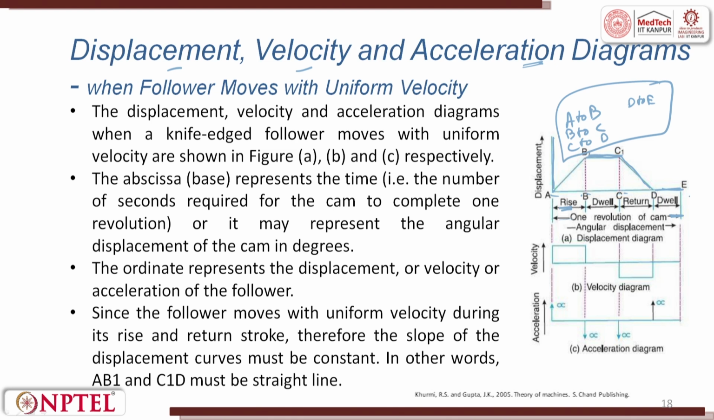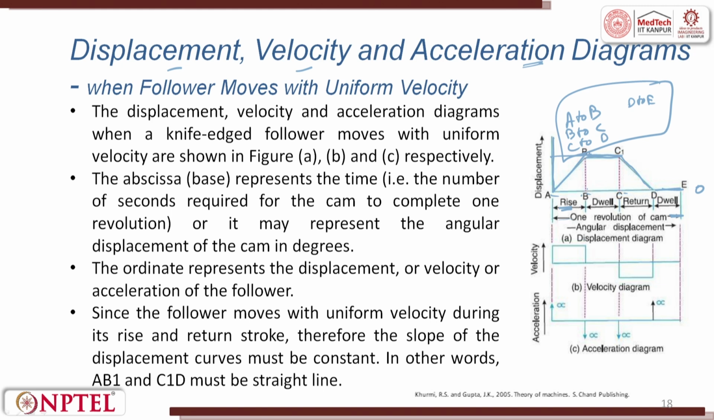So, here D to E is a dwell where the displacement is 0, and B to C again we call a dwell, where the displacement is maximum. Between these two we have a rise and then a fall, because when you rotate it has to be divided into 0, 90, 180, 270, 360. So, that is what is given here.